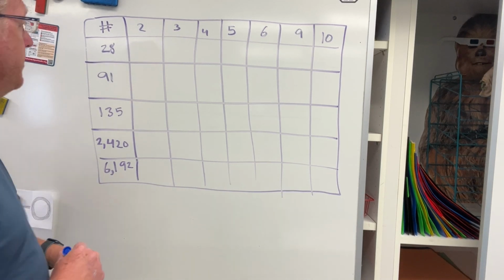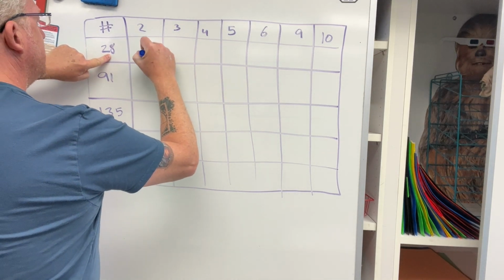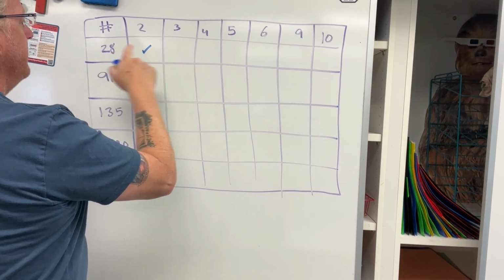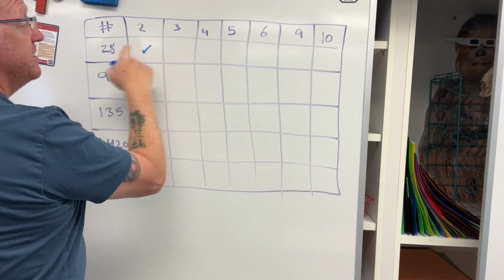All right, let's go through. 28, is it divisible by 2? Of course it is, because it's an even number. 28, is it divisible by 3? Well, 8 plus 2 is 10. You cannot count by 3s to hit 10, so it is not.